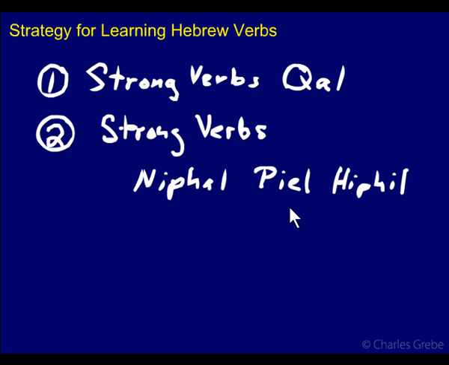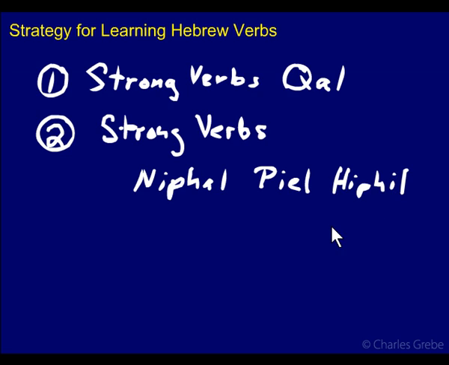So the Pual, if you know the Piel, will come fairly easily. Likewise, if you know the Hifil, the Hofal will come fairly easily. And the Hitpael, which is the other binyan of strong verbs, is easy to recognize because you've got that big hit thing on the beginning.